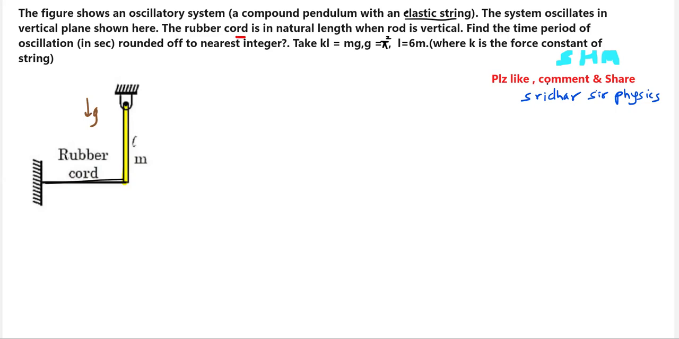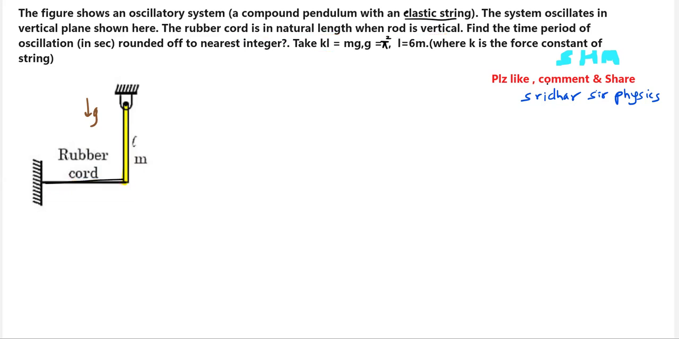The rubber cord is at natural length when the rod is vertical. This means there is no elongation or compression. Find the time period of oscillations. Here he has given kL equal to mg, g equal to pi square, and length L equal to 6 meter. We have to calculate the time period of oscillation.